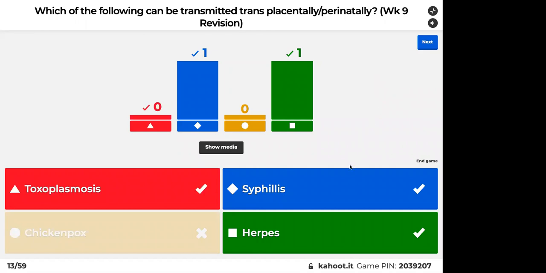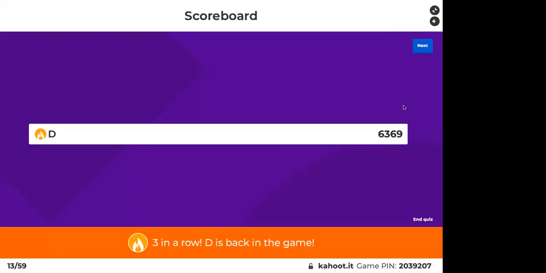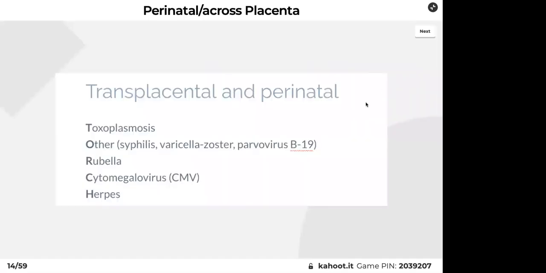So transplacental means transmitted from mother to baby through the blood placental barrier. And clearly all three of those except for chickenpox are transmitted this way. There is a mnemonic to remember that. It's called TORCH. So there's toxoplasmosis, other, like syphilis, varicella zoster, and parvovirus, R for rubella, C for cytomegalovirus, and H for herpes. So that's how you remember those 5 diseases.